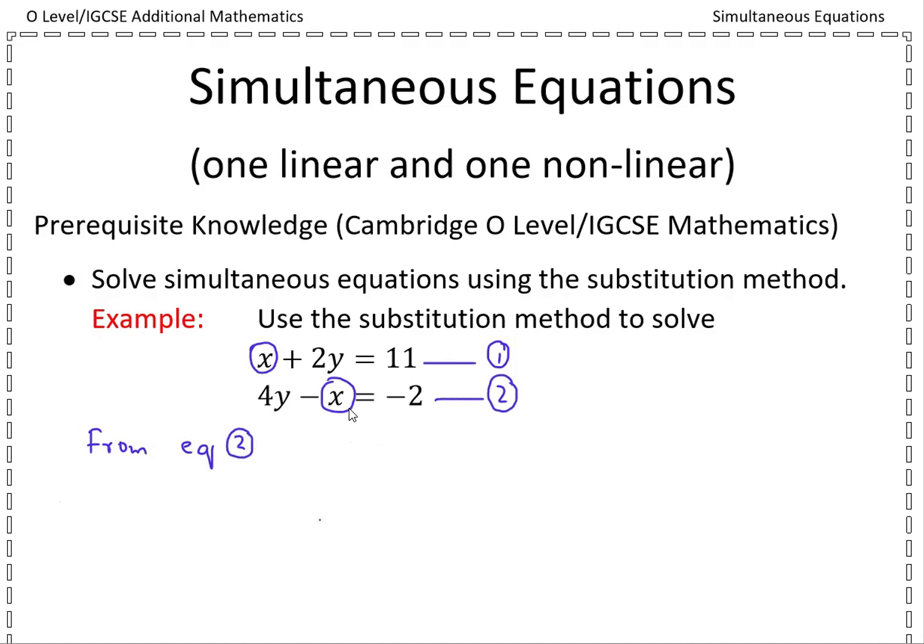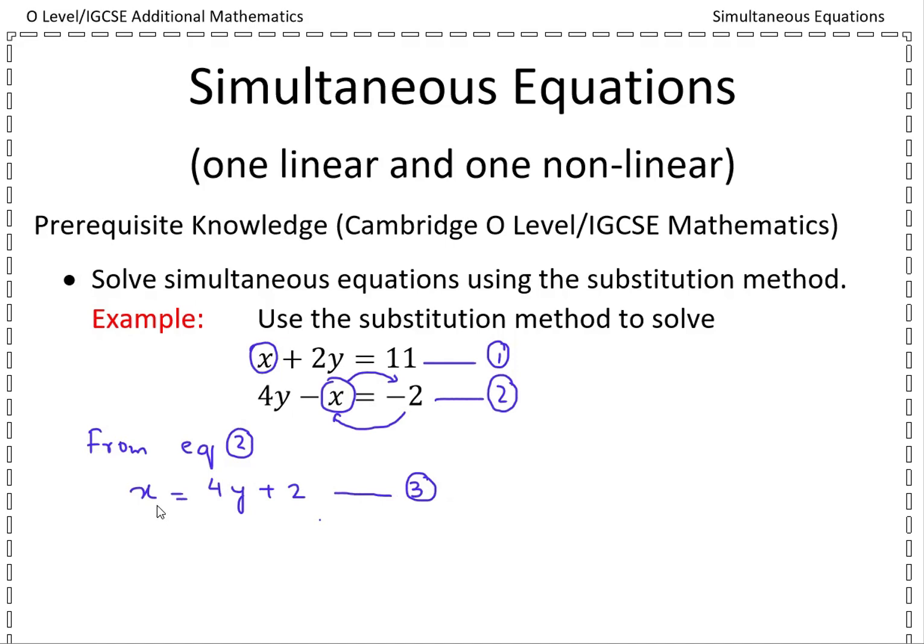When we will make x the subject from equation 2, we will take x on this side and we will take this minus 2 on this side. We have to make sure that the subject of the equation is positive. When we will take x on this side, it will become positive x. And minus 2 on this side, it will become plus 2. So the equation is x equals 4y plus 2. We can label this equation as equation 3.